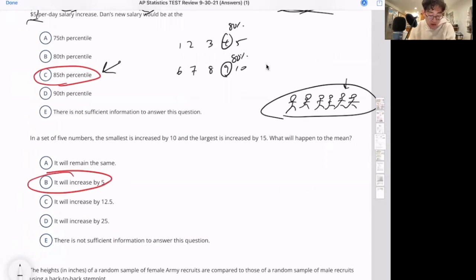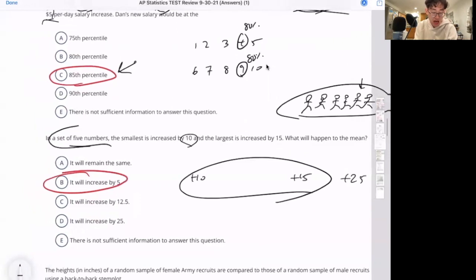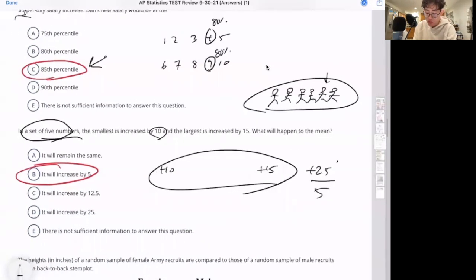In a set of 5 numbers, the smallest is increased by 10 and the largest is increased by 15. Overall, they increased by 25, but for the average you have to divide that by 5, the total number. So the average increased overall by 5.